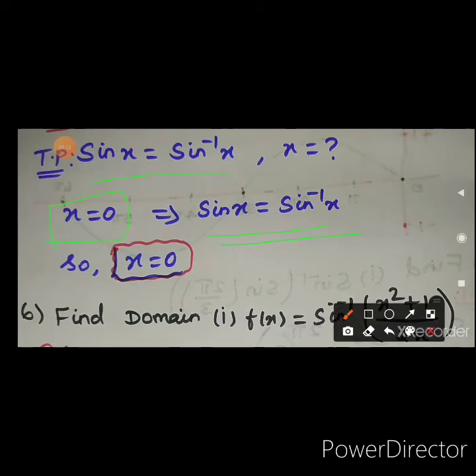Then we have to put the value: minus 1 less than or equal to 2x minus 1 less than or equal to 1. We have to split the interval: minus 1 less than or equal to 2x minus 1.